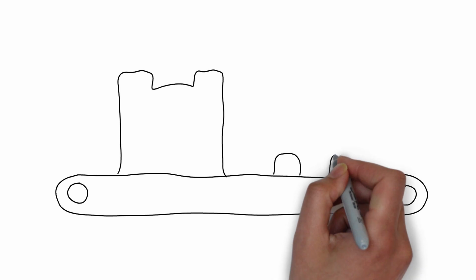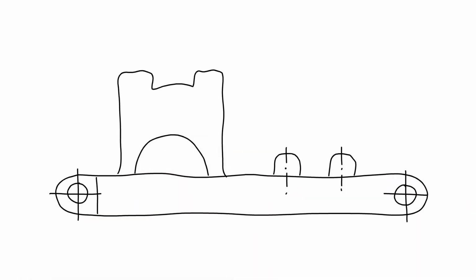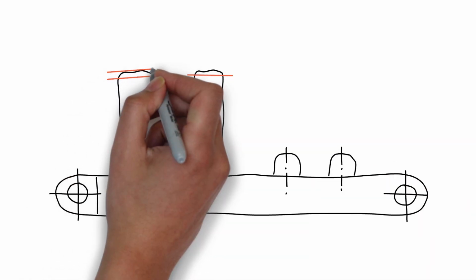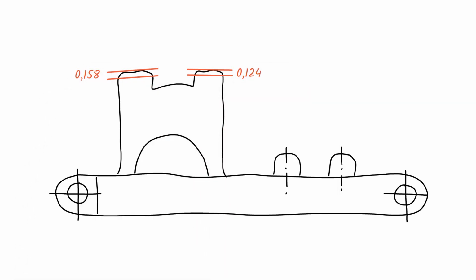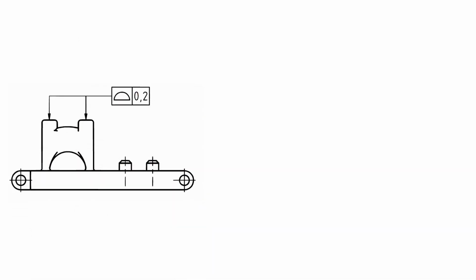In this case, the tolerance zone of the surface profile consists of two parallel planes. Each of these planes is checked separately. So in the end, we get two results. This case corresponds to the symbol SZ, separate zone. Since this is the default case, SZ does not have to be included on the drawing. That means that these two drawings are exactly the same.